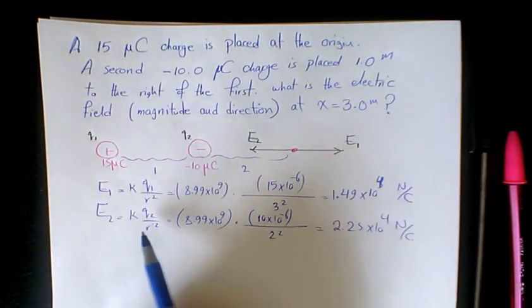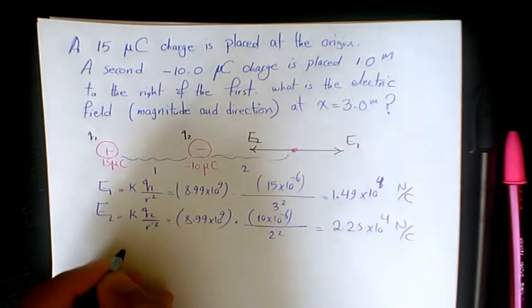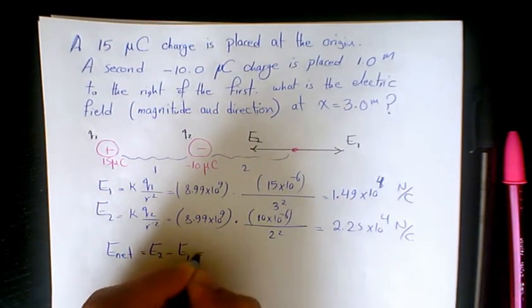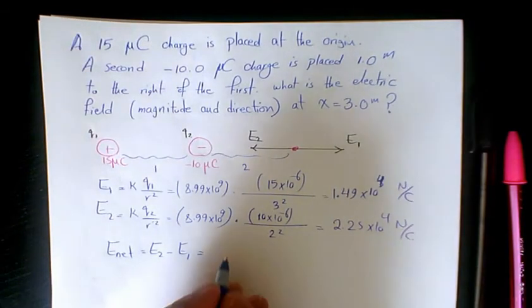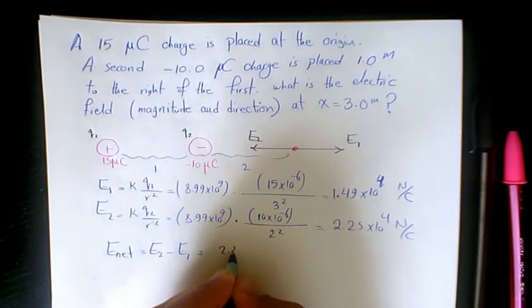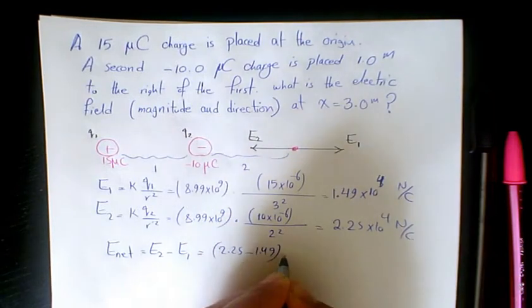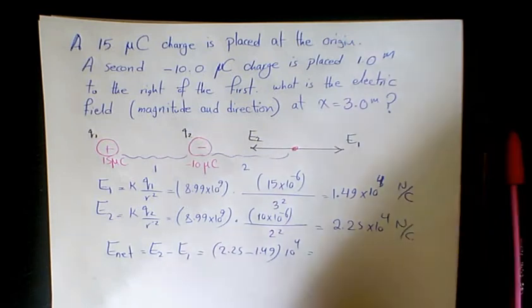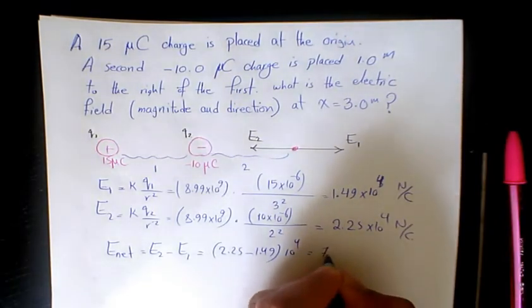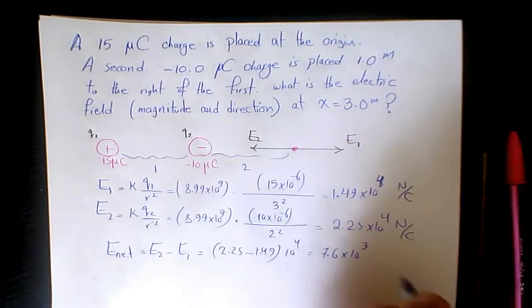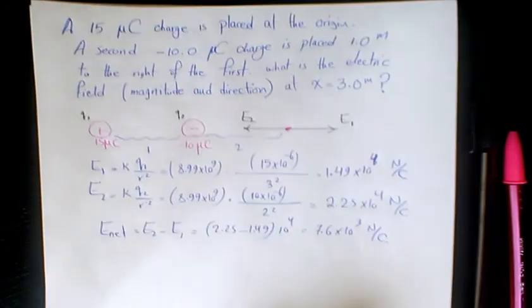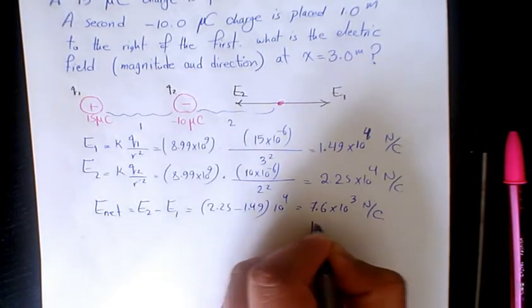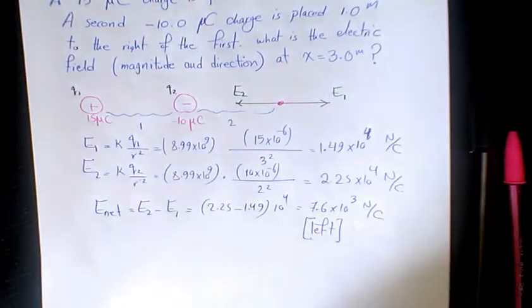So as you see here, E2 is greater than E1. So E net will be E2 minus E1. That's going to be 2.25 minus 1.49 times 10 to the power of 4. That's going to be 7.6 times 10 to the power of 3 Newton per Coulomb. And it's going to go toward the left because E2 is greater than E1.